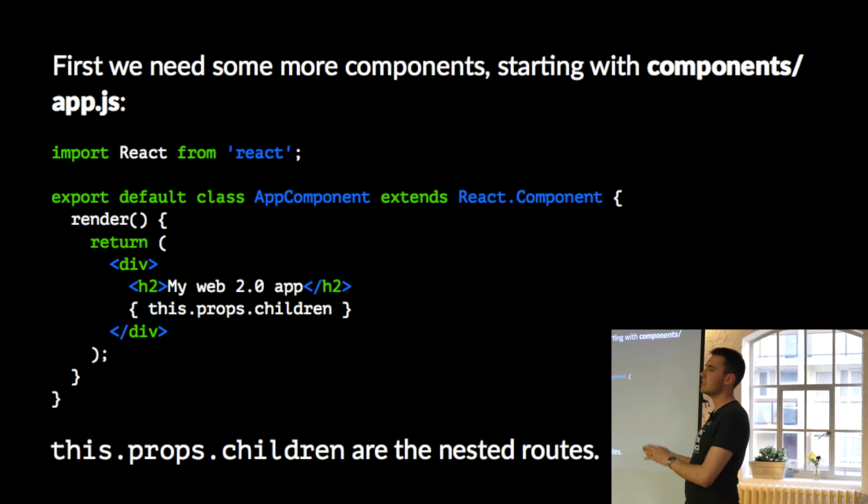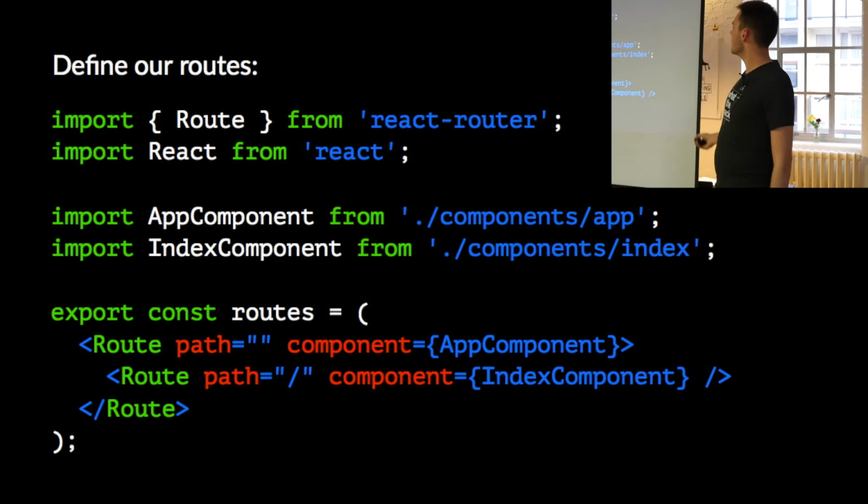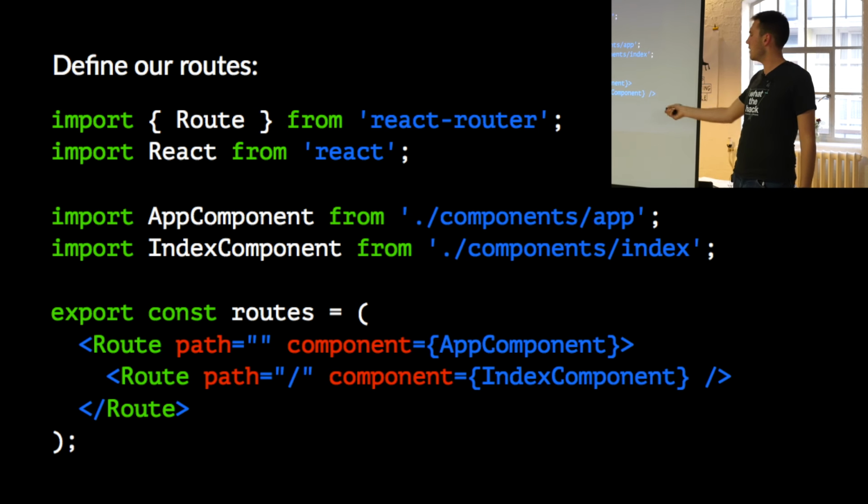Again, the nitty-gritty details of routing and React components aren't too important here. Then I create an index page, which just returns this as the index page. I then define my routes. So again, I have this top route called app component, and at this path / I have this index component.